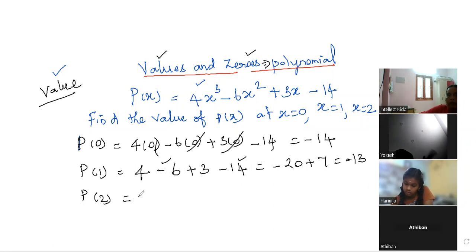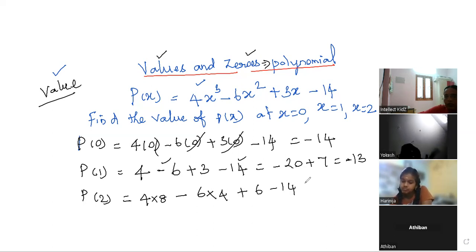Next one, here you have to substitute the values for x because x is now having value 2. So 4 into 2 cube. So I will write directly. 4 into 2 cube is 8. So I am writing it directly. 6 into x square is 4. Plus 3 into 2, 6. Minus 14. So when you simplify this, 8 4s are 32. 6 4s are 24. Plus 6 minus 14. Okay. 32 plus 6 is 38. Minus 24 minus 14. Same sign la irukku. So add பண்ணி அதே sign போடுறோம். So minus 38. Plus 38 minus 38 is 0.